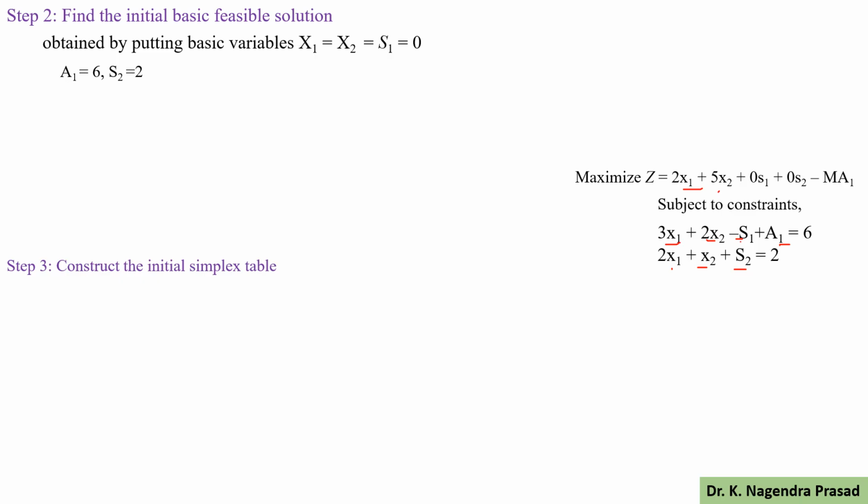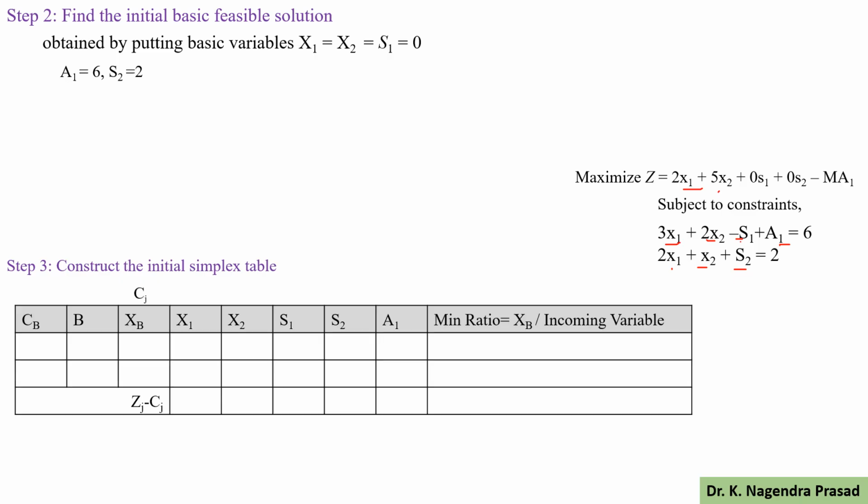Next step is to construct the initial simplex table. This is the initial simplex table. Here B is the basis variables, that is A1 and S2. CB is the cost coefficients. Here A1 cost coefficient is minus M, S2 cost coefficient is 0. XB is the initial basic feasible solution, that is for A1 it is 6 and for S2 it is 2.